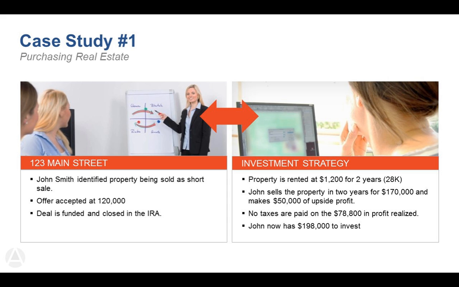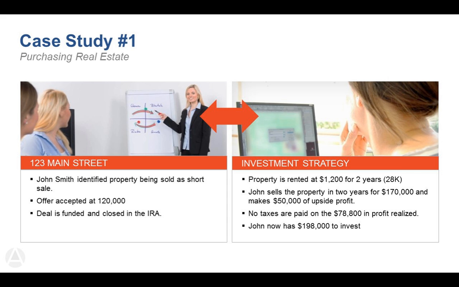Now remember, he purchased this for $120,000, so that means that the total sale of $170,000 is going to be $50,000 of upside profit. Since no taxes are being paid on the actual investment, he's not paying any ordinary income, he's also not paying any capital gains taxes on this. He is seeing a net profit, obviously, if there are some expenses, that's going to be adjusted, of $78,800 in 2 years for this investment. John now has $198,000 for himself to go invest in the next deal.